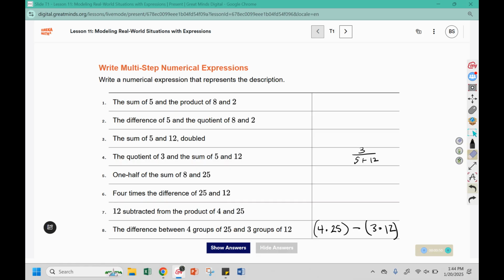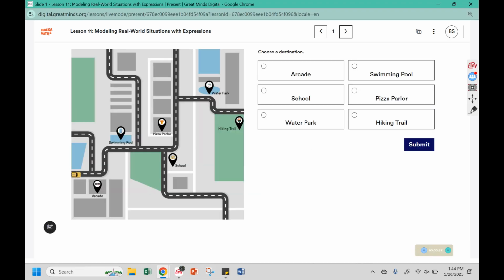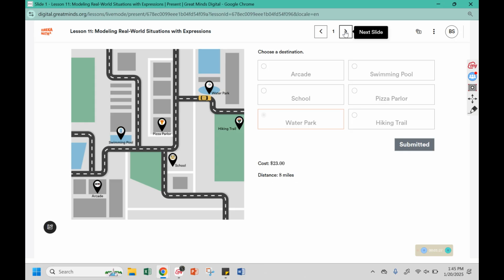Complete the remaining expressions for your warm-up. This is a digital lesson, so if it's unlocked, go ahead and follow along with me. Otherwise, you can take notes in your workbook. It says choose a destination. So depending on what you choose, the following slides might be different than what I have. I would like to go to the water park. So it says the cost is $23 and the distance is 8 miles.